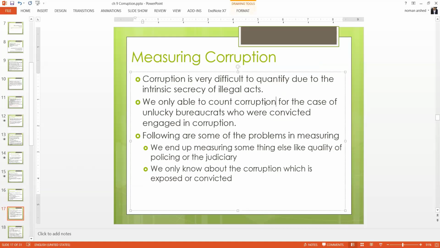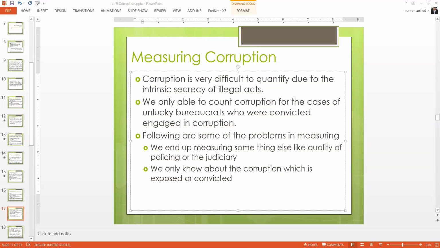We can only count corruption for the cases of unlucky bureaucrats who were convicted of engaging in corruption. So we can only count the corruption for the cases where it is caught, but we cannot count the corruption for the cases where it is not caught. So it means it's very difficult to measure.